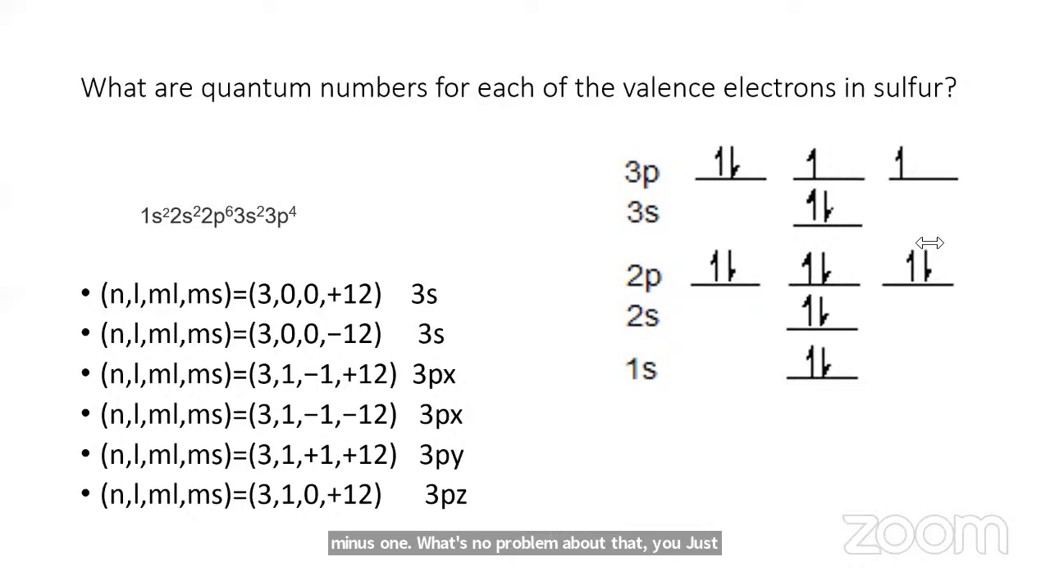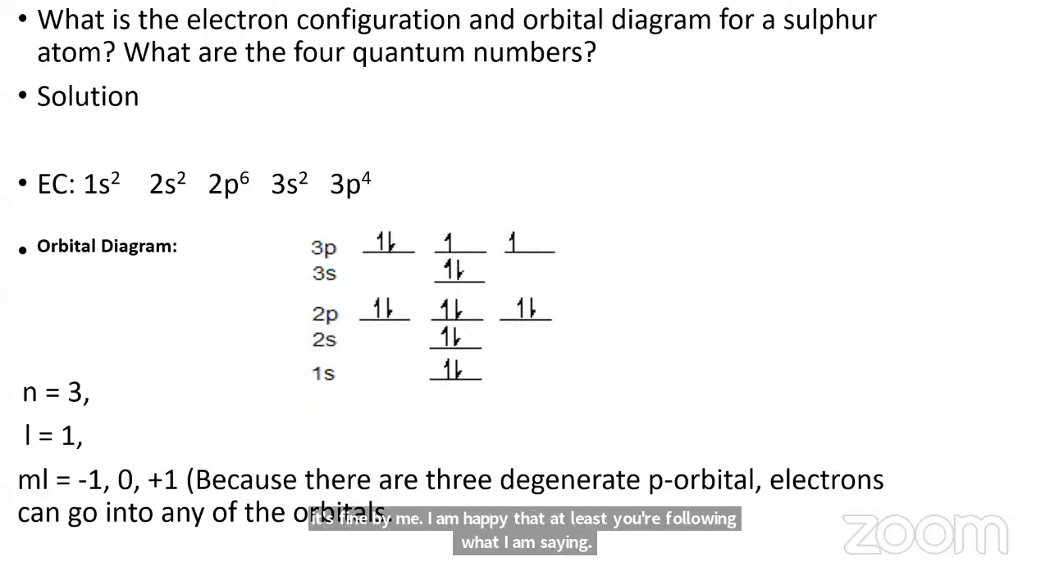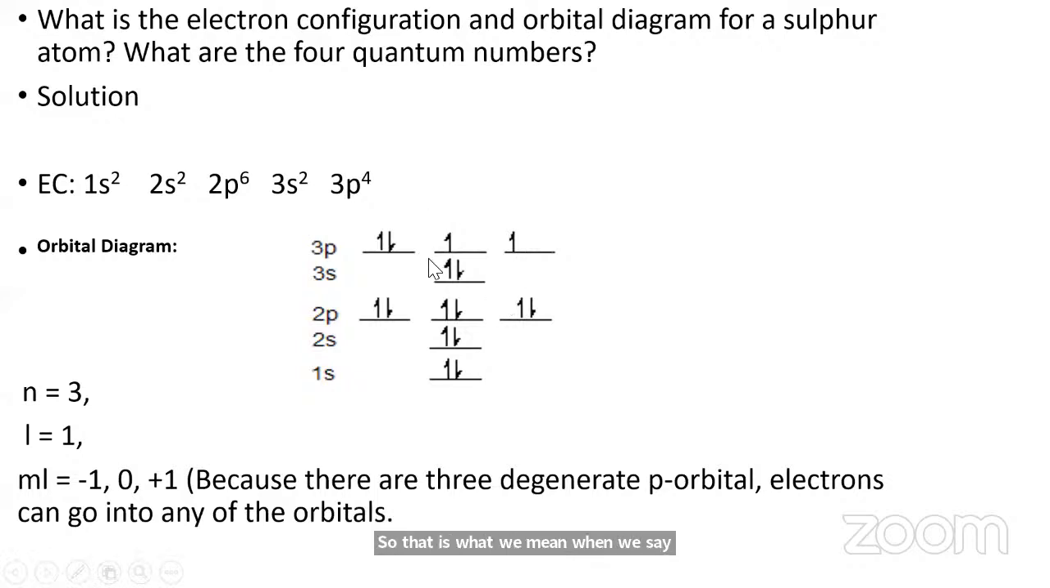But what I want you to understand is that we just assigned -1, 0, and +1 to our degenerate p orbitals. It's just like if I have this, if I come here now, I will say that this is my -1, this is my 0, this is my +1. It's because this is px, py, and pz. I guess that's why you are saying it that way. But it's fine by me. I am happy that at least you're following what I am saying. So that is what we mean when we say ML. For here, our ML is 0 because L here is 0.